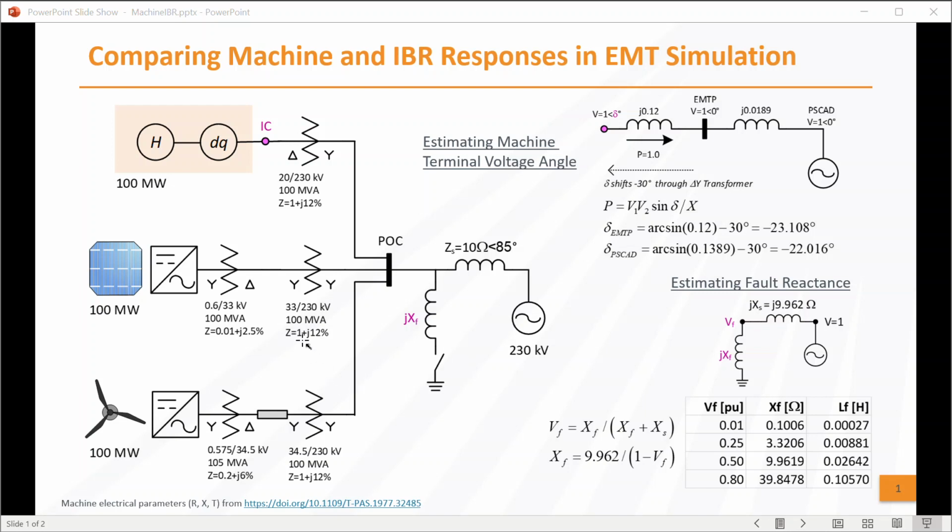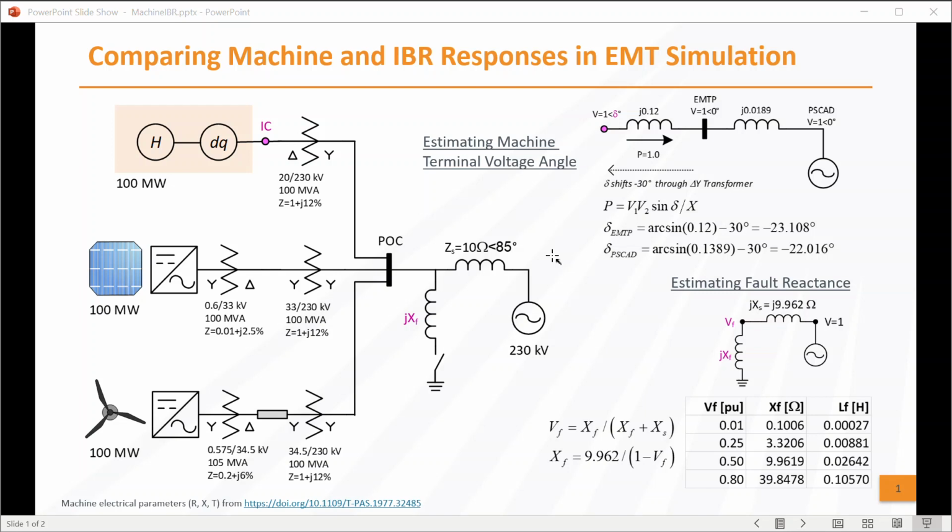And then we're going to run one of those two, depending on which tool you have, and then we're going to compare that to a 100 megawatt synchronous machine with an H constant of 3 seconds. Typical generator step-up transformer. You see the winding configuration is a little bit different. On the generator side is a delta, and 20 kV on the low voltage side there, but still the same 1 plus J12% impedance. The machine electrical parameters actually came from an 892 MVA unit for the IEEE subsynchronous resonance first benchmark test system.